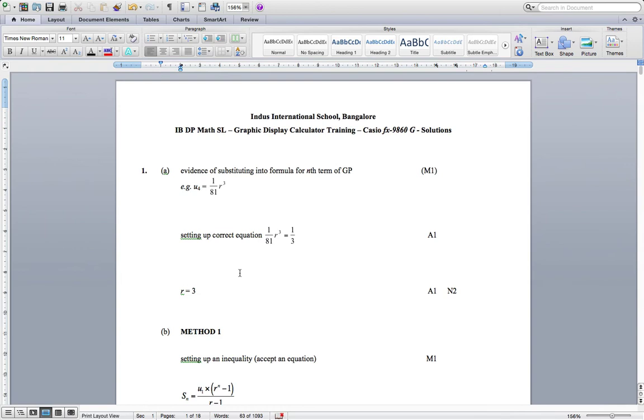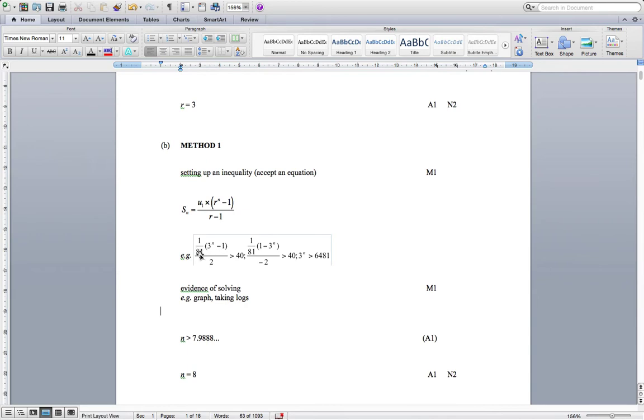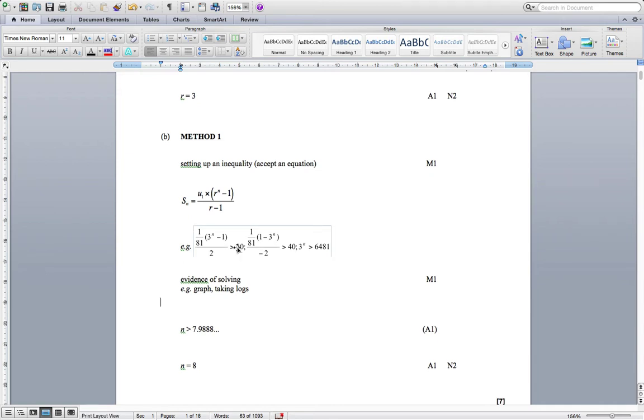So let us look at the formula first. This is the formula for Sn, u1 times r power n minus 1 by r minus 1, and since we know that u1 is 1 by 81 and r is 3, you can substitute the values here, and then it has to be greater than 40, isn't it? Sn has to be greater than 40. By setting up this inequality, what you see here, you get 1 mark for the method.